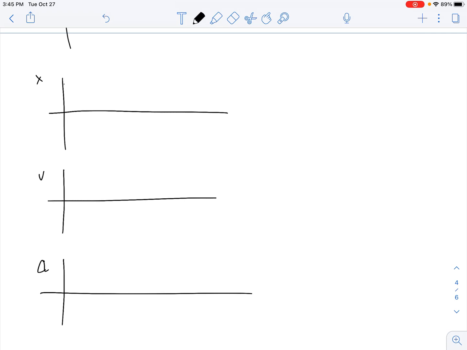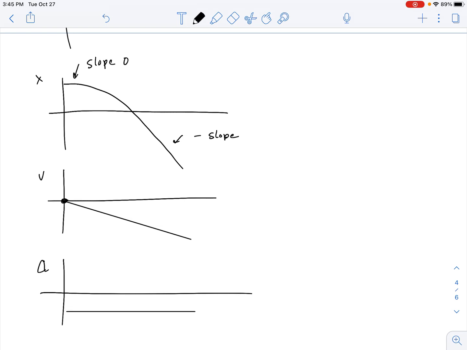What about something like this? This has a slope of 0. This has a negative slope. So we would start at a velocity of 0, and it would become more and more negative. The acceleration here would be negative because the slope of the velocity time graph is acceleration, and it is a negative and constant value.